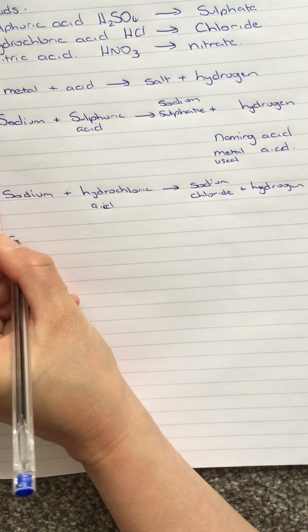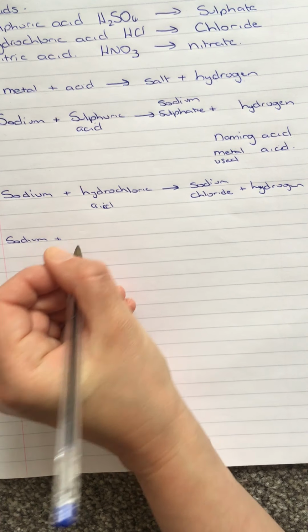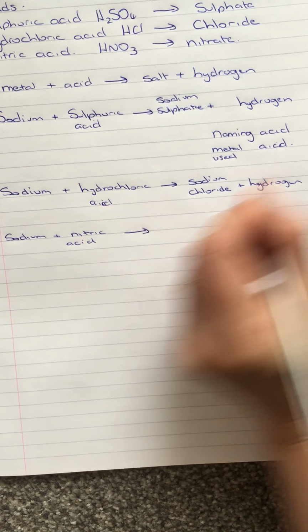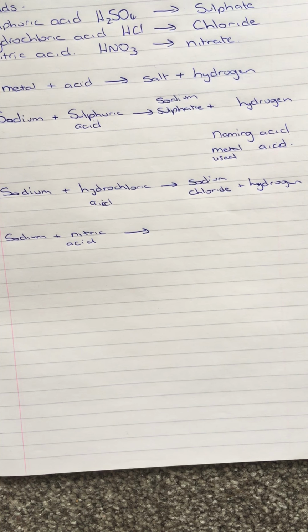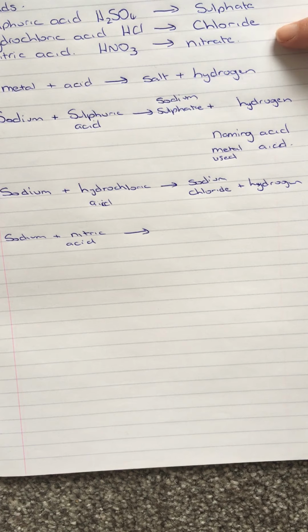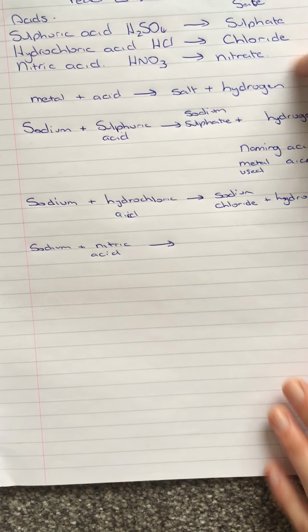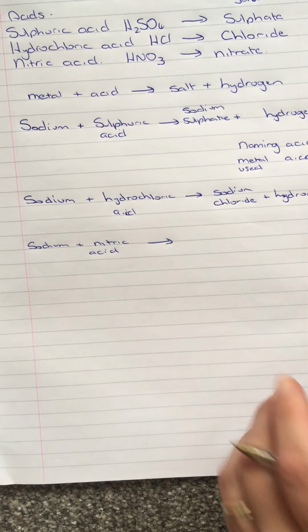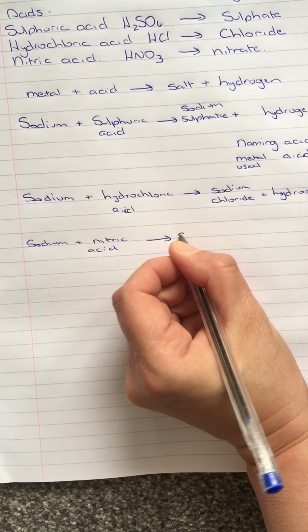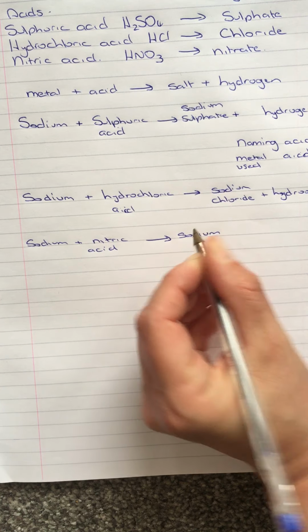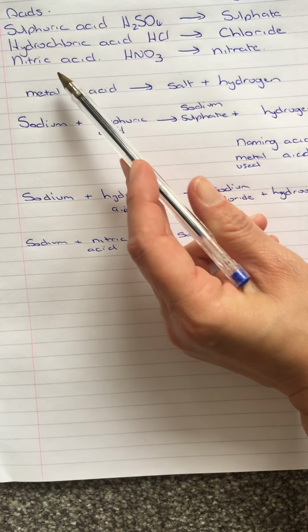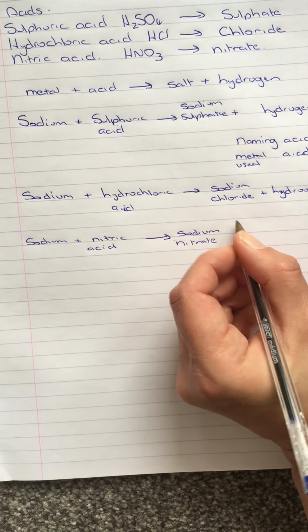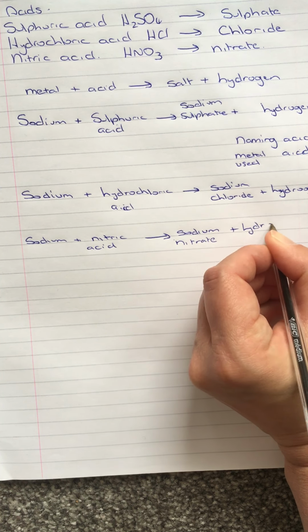Now if I was to react sodium with nitric acid, what do you think the name of the salt will be? Remember, you have the metal and then the salt bit. So if I'm going to use nitric acid this time, what would the salt be called? The metal we used is sodium. And because I used nitric acid this time, I get nitrate. So it's sodium nitrate plus hydrogen again.